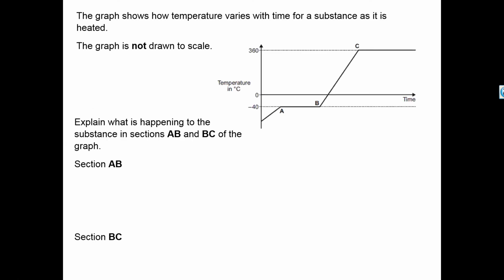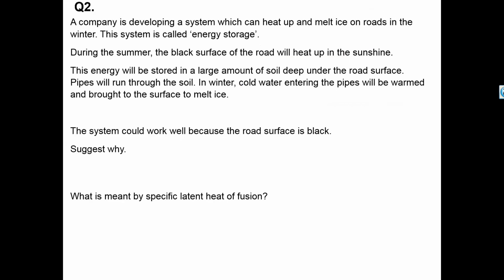Next part of slot 4, you need to explain what is happening between A and B and C in the graph. Pause, have a go. Question 2 is a question about specific latent heat of fusion. So have a go at that and try and explain why if the road surface is black, the system would work well. And the answers to those will be revealed in our next lesson. Pause and have a go now, please.